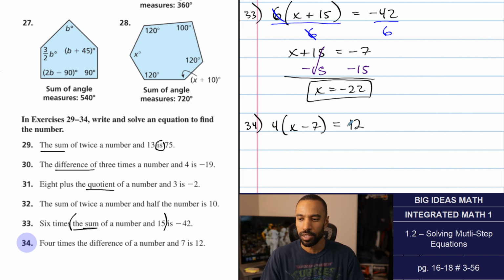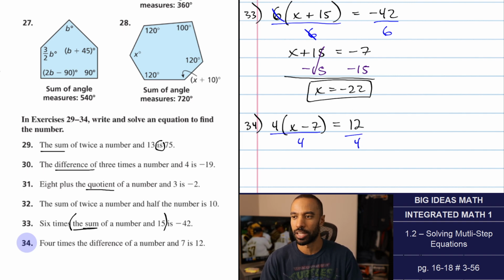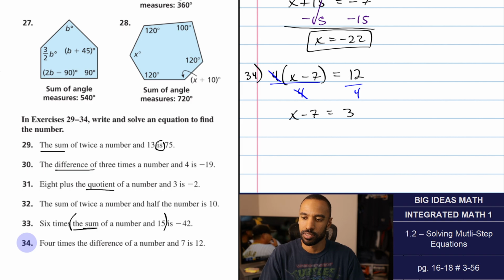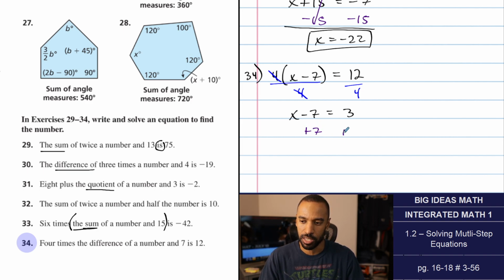Absolutely. By the way, 12 can divide by 4. Why not do it again? We hadn't seen it for a while. Let's work it this way. We have x minus 7. No parentheses required anymore. It's multiplied by 1. And we can add 7 to both sides. 3 plus 7 is 10. X equals 10.